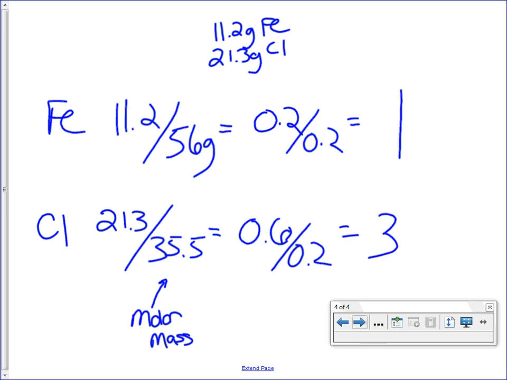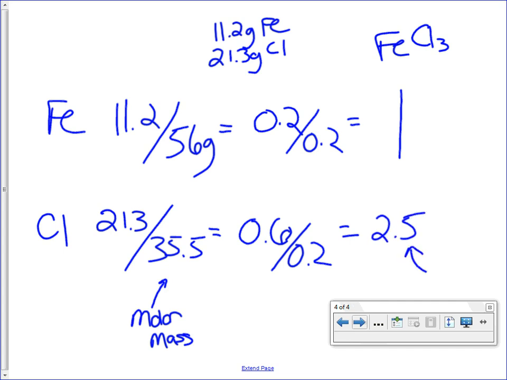What that basically says is that for every 1 mole of iron, I have 3 moles of chlorine. Remember that those subscripts are moles, they're not grams. So I have Fe1Cl3, and that's my empirical formula. If you were given a molecular mass, you could then go on to find the molecular formula, what the multiple is. Now, if this worked out so that this was not 3, but say it was 2.5.